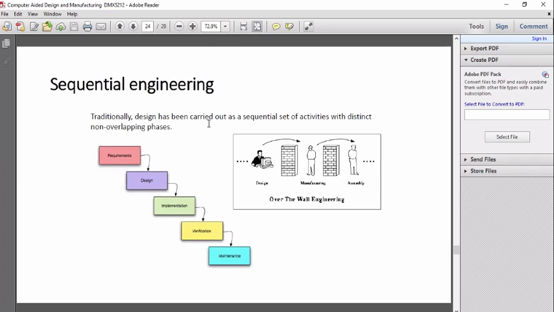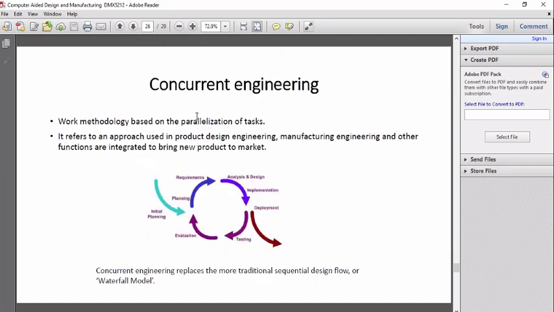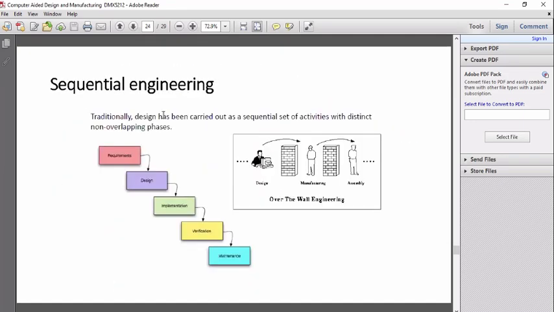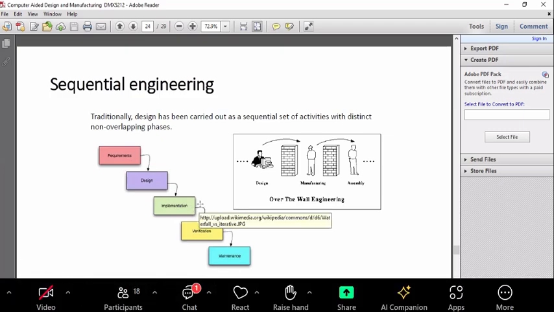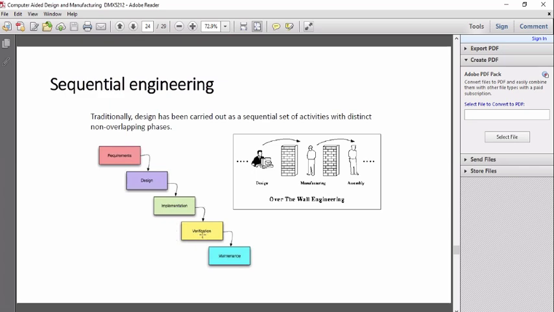And in designing or manufacturing, there are two ways of doing it. One is sequential engineering, and the other is concurrent engineering. Sequential engineering is the traditional method of designing or manufacturing. For example, think that this is the design process. Its first step is requirement, and we will design, and we will implement, and then verify, then maintenance. This is step by step.